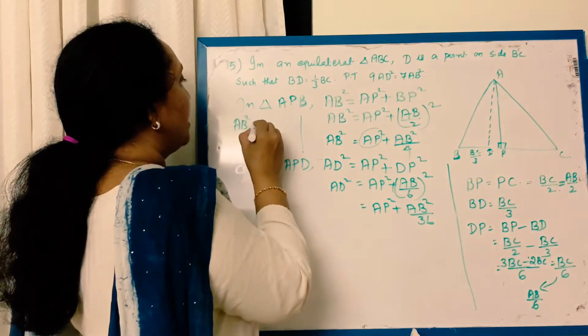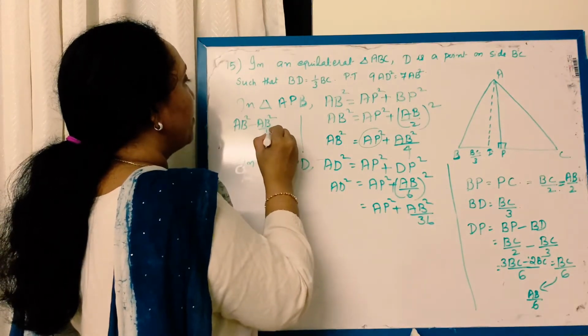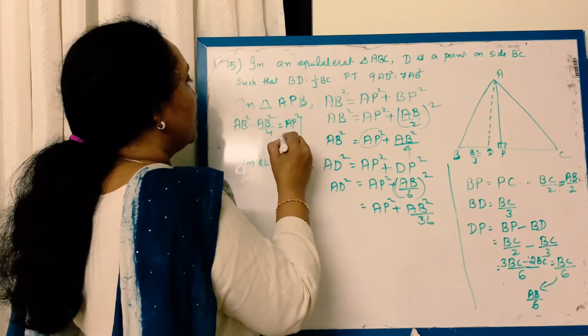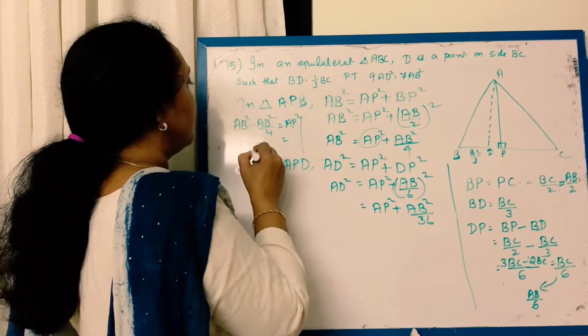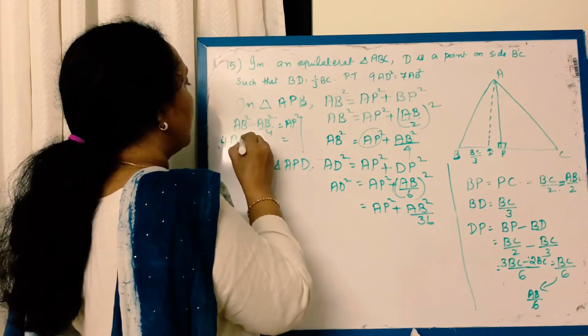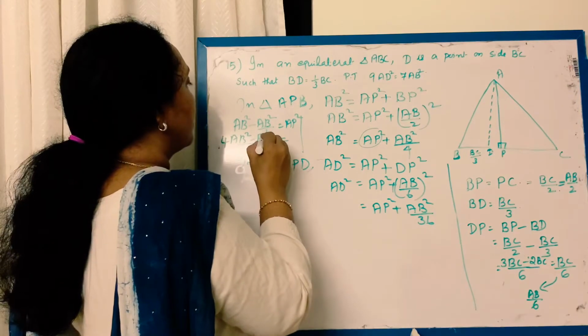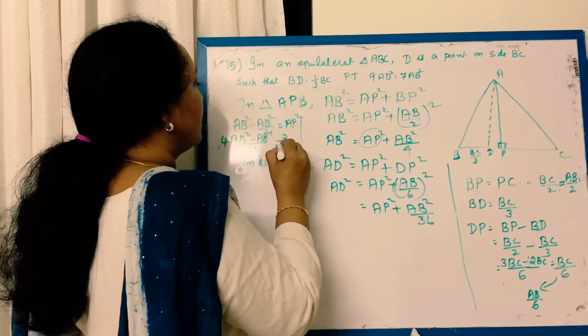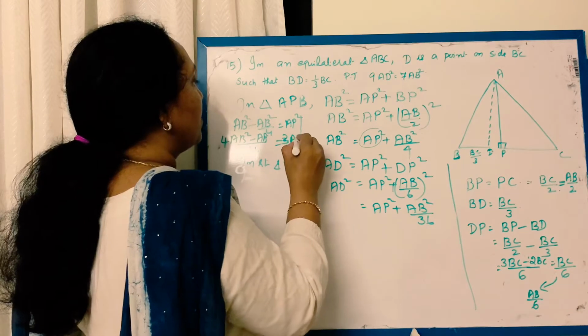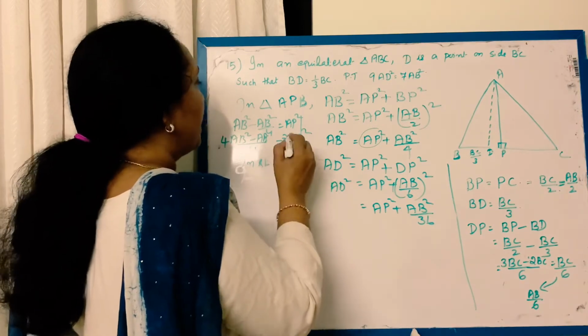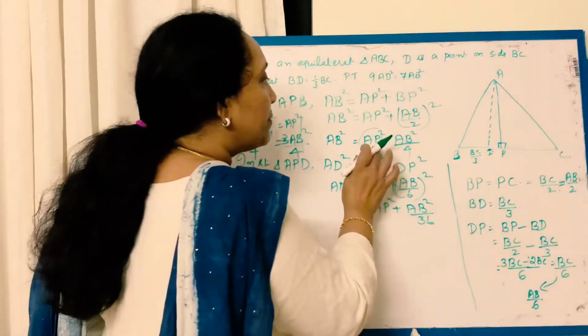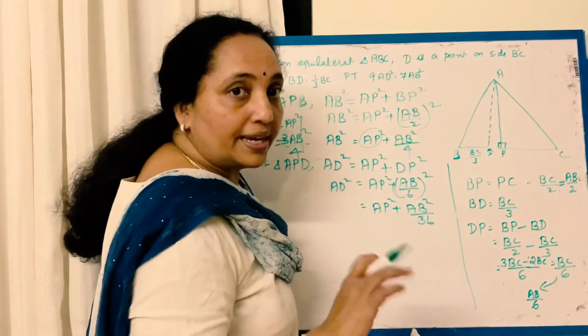AB square minus AB square by 4 is AP square. Okay. 4 is the LCM there. Then 4AB square minus AB square, that is equal to 3AB square by 4. That means AP square is equal to 3AB square by 4.